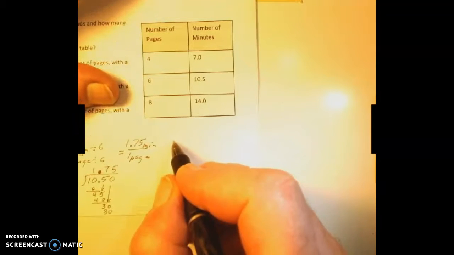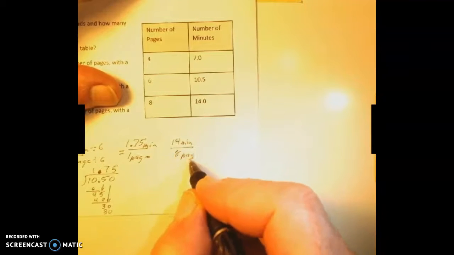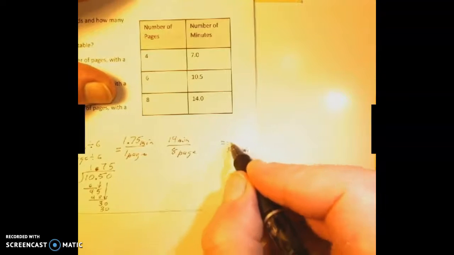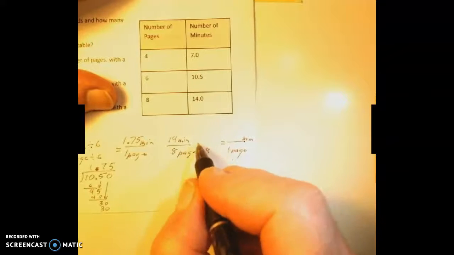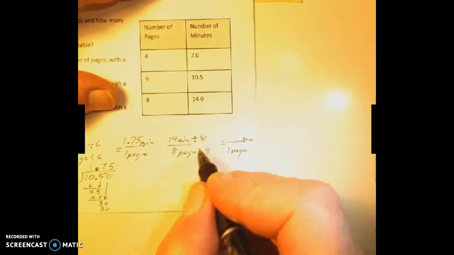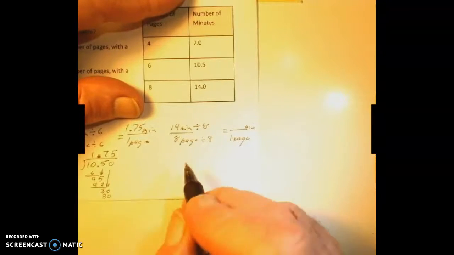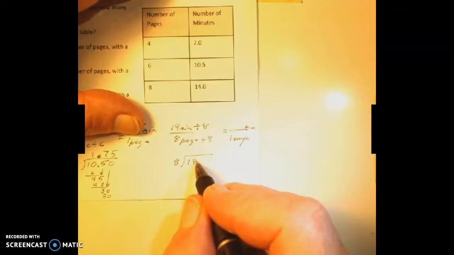So this one is going to be 14 minutes over 8 pages. And again, you want this to become 1 page. How many minutes is it going to take to read 1 page? You need to divide by 8 to have that become 1 page. To be an equivalent ratio, or an equal ratio, we need to divide that top by 8 also, just as we did to the bottom. And again, go to long division. 14 divided by 8. 14 is a whole number. 4 is in the ones column. The decimal point would be to the right of that.